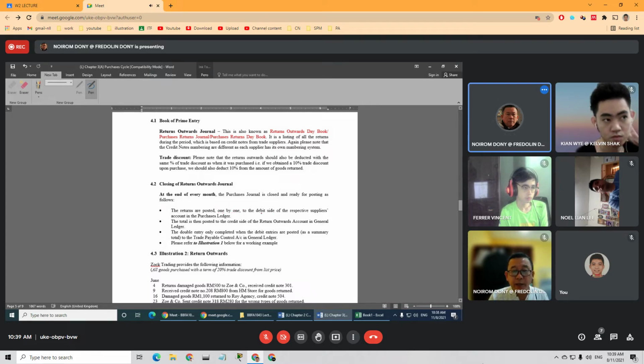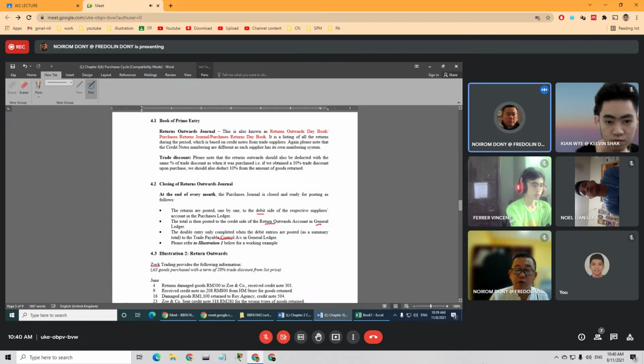That explains why when we make the return, we post one by one to the debit side of the respective supplier's account in the purchases ledger. Now the total is then posted to the credit side of the return outward account in the general ledger. This is the second step. We open up in the general ledger the return outward account and the trade payable control account. Credit side of return outward, and then we debit the trade payable control account.